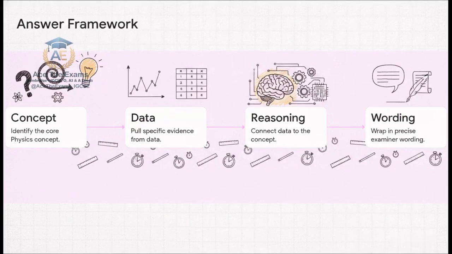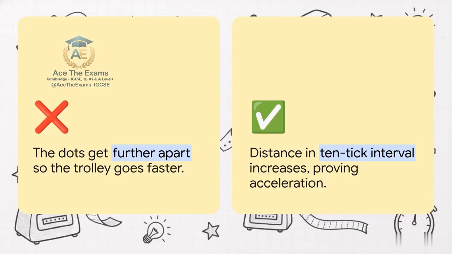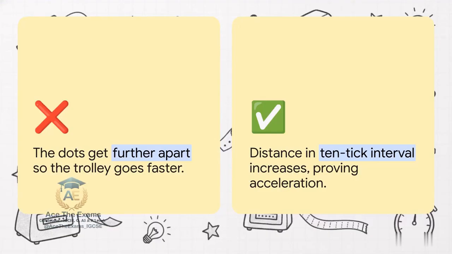To stop losing marks to careless errors, you need to apply this exact 4-step framework to every single data analysis question you face. It's an absolute game changer. Step 1. Identify the core physics concept. Step 2. Pull your specific evidence or data straight from the chart. Step 3. Apply scientific reasoning to connect that data back to the concept. And Step 4. Wrap the whole thing up in precise examiner wording. Concept, evidence, reasoning, wording. Let's see this framework in action because it really does change everything.